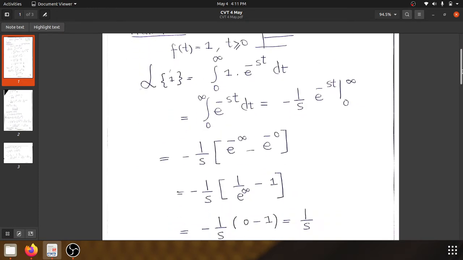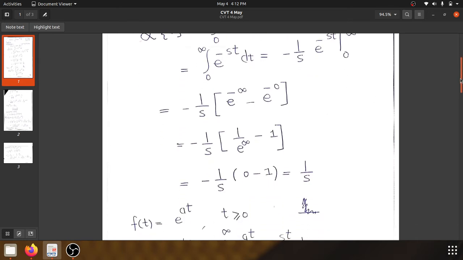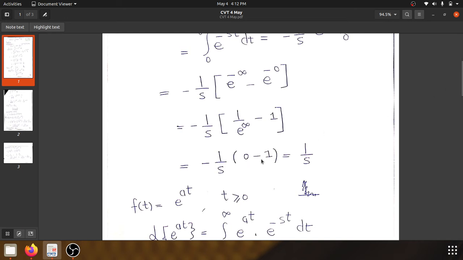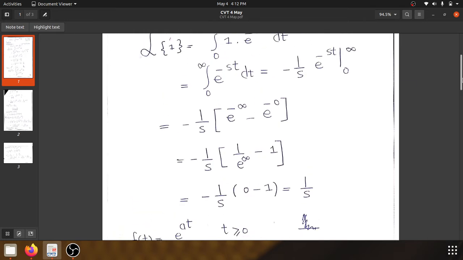The rest of the computation is very simple. 1 times e to the minus st is e to the minus st. We go from 0 to infinity, and if we integrate, it comes out to be minus 1 over s times e to the minus st, and the limits are from 0 to infinity. We put the limits. E to the minus infinity is 1 over e to the infinity, and this is 0, minus 1 is minus 1, times minus 1, so 1 over s. So Laplace transform of 1 is 1 over s, and of course for a constant k it would be k over s.